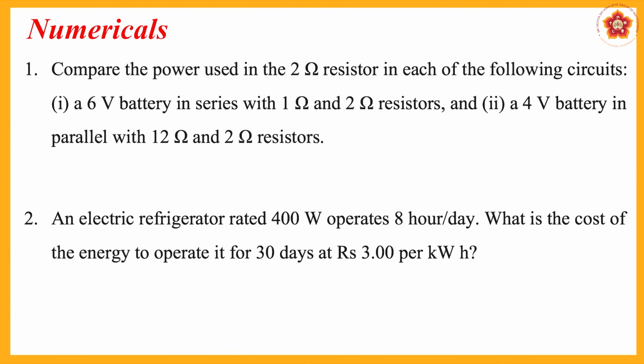The first one, just go through the question carefully. Compare the power used in the 2 ohm resistor in each of the following circuits. There are 2 circuits mentioned here. The first is a 6 volt battery in series with 1 ohm and 2 ohm resistors, and the second is a 4 volt battery in parallel with 12 ohm and 2 ohm resistors. Go through the question carefully for a minute and let us see how we solve it.